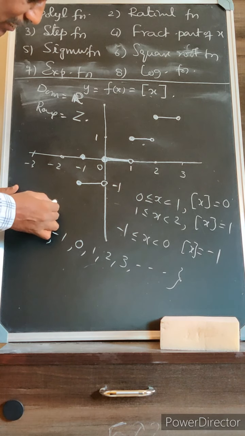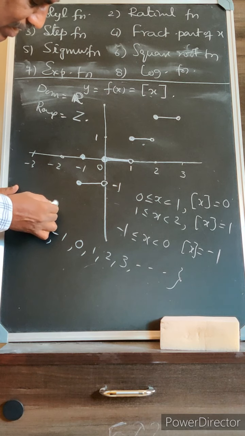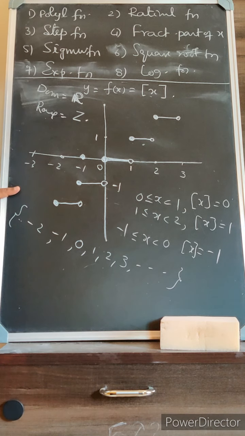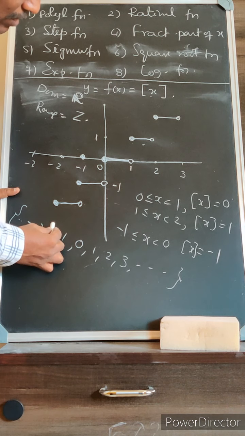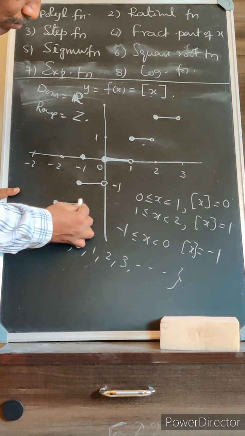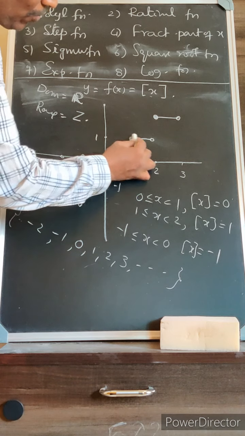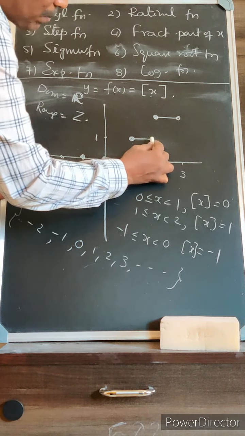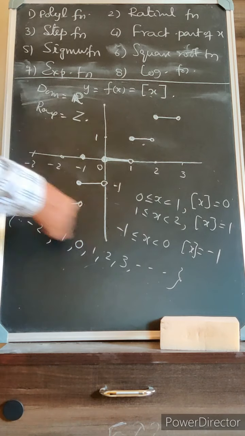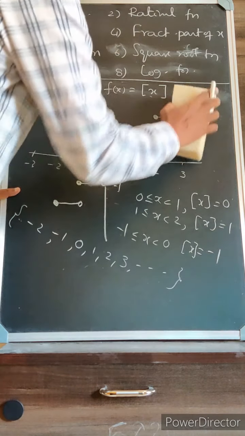Now, why has this function been given the name step function? You can see from the graph of the function, it goes like this. You can feel that these are like staircases, steps. That's why this function is called the step function.